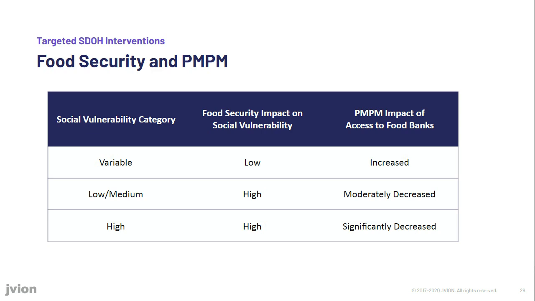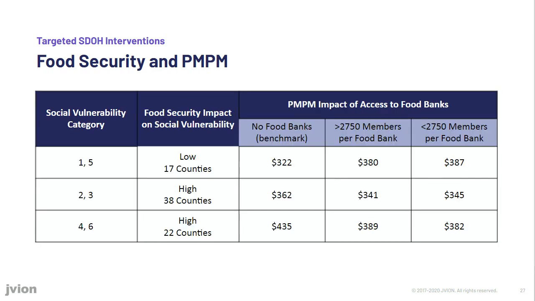So we did an analysis where we identified from publicly available sources where the food banks were in Oklahoma, and did calculations of the approximate number of Medicaid members per food bank in each of those counties. And you can see the first row there, which is the counties that we said food security is not going to move the needle here. You can see that the per member per month cost actually increased with access to food banks.